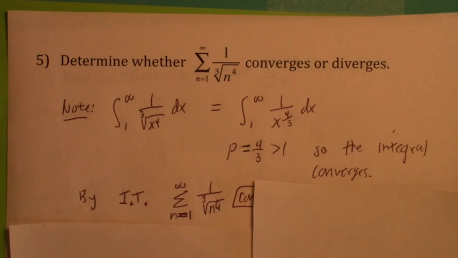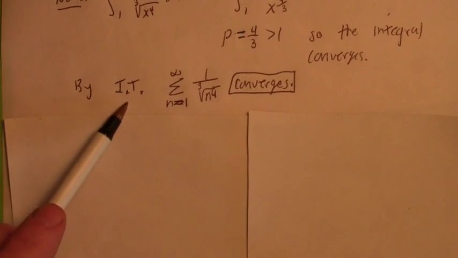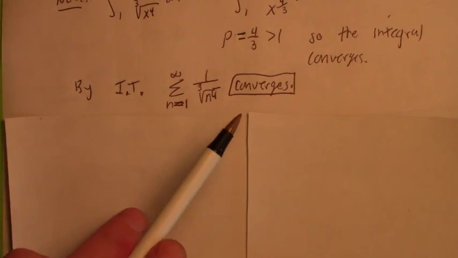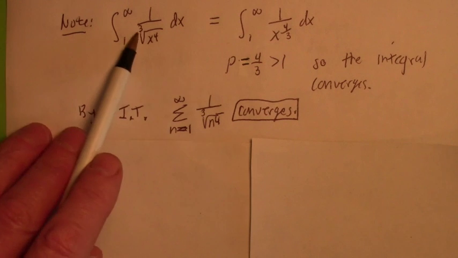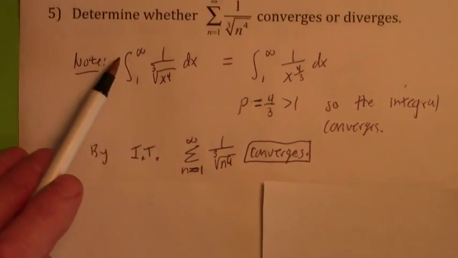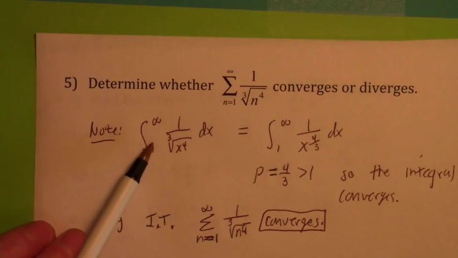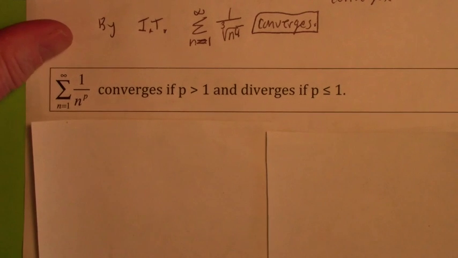Since the integral converges by the integral test, that's what IT stands for, by the integral test, the infinite series converges. By the way, we don't know what the infinite series converges to exactly. Don't say it converges to some number. We do know it's finite. And again, if this were the integral from, say, 3 to infinity or 5 to infinity, this theorem still applies. Anyway, we call this a p-series.